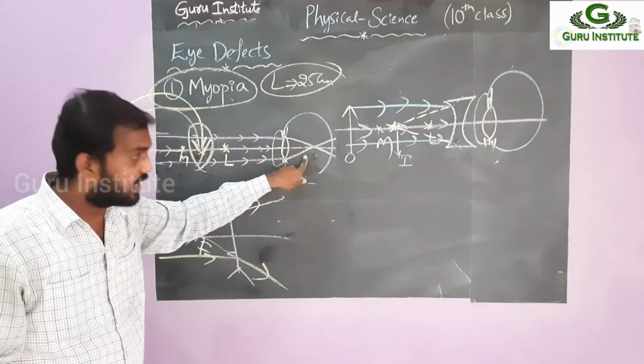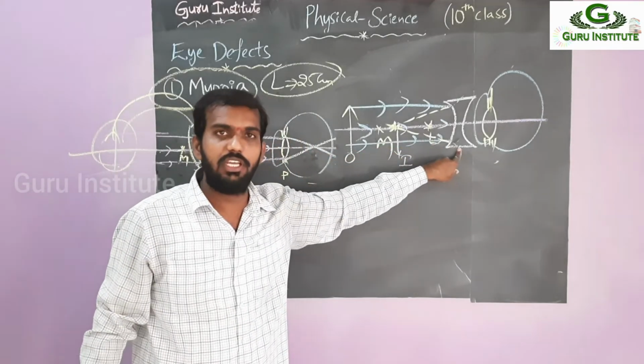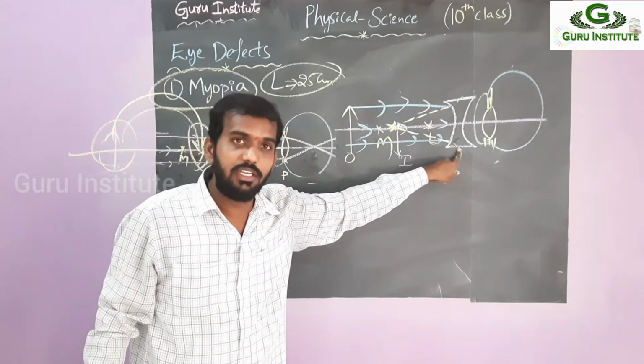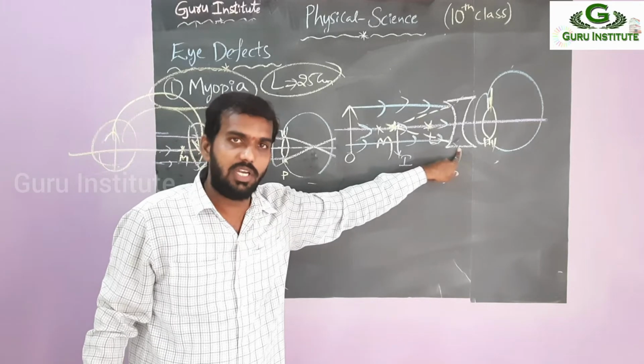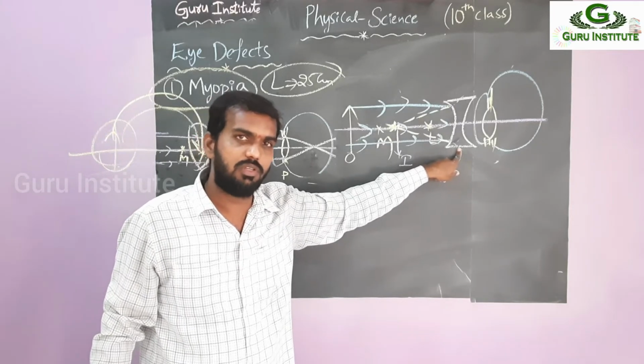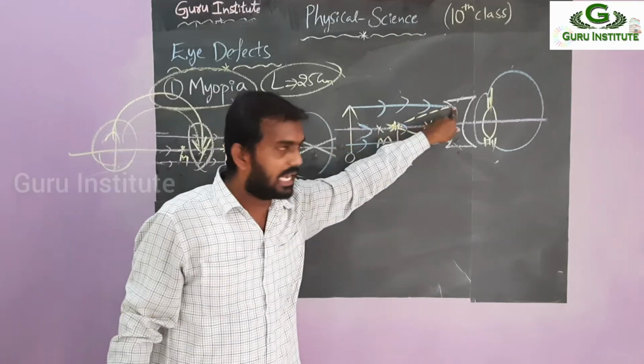So you can't see. But now we are using one addition here. We are using a concave lens. This property is what? Forward to nearer. So it shifts the forward image to nearer. We use this one, and it is falling like this.